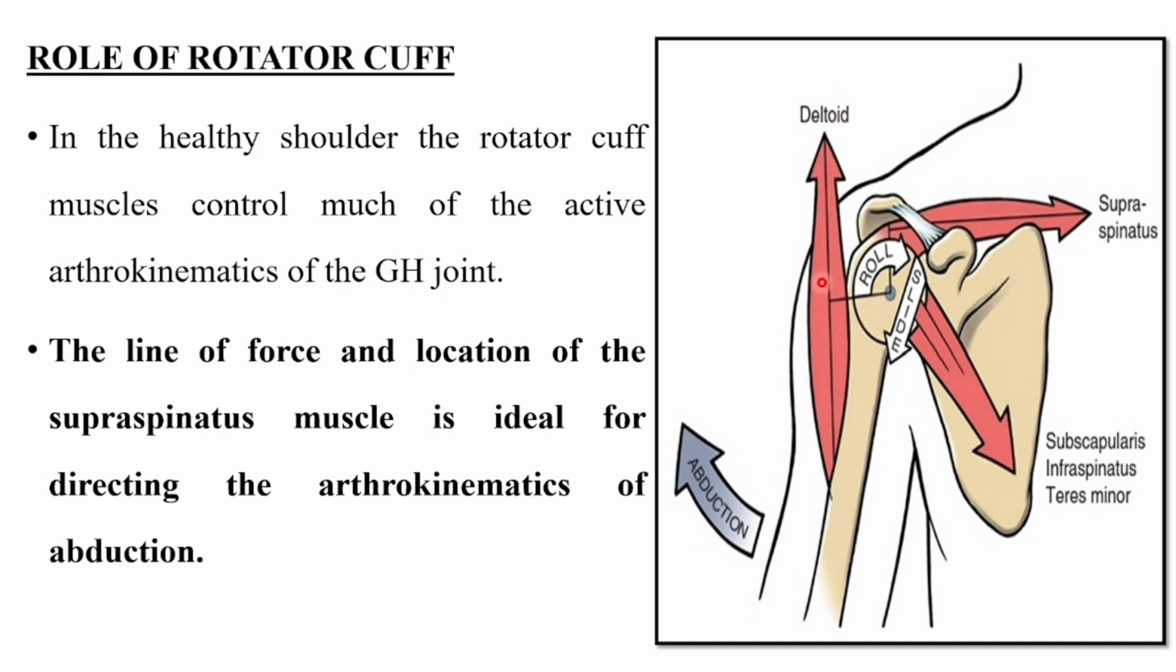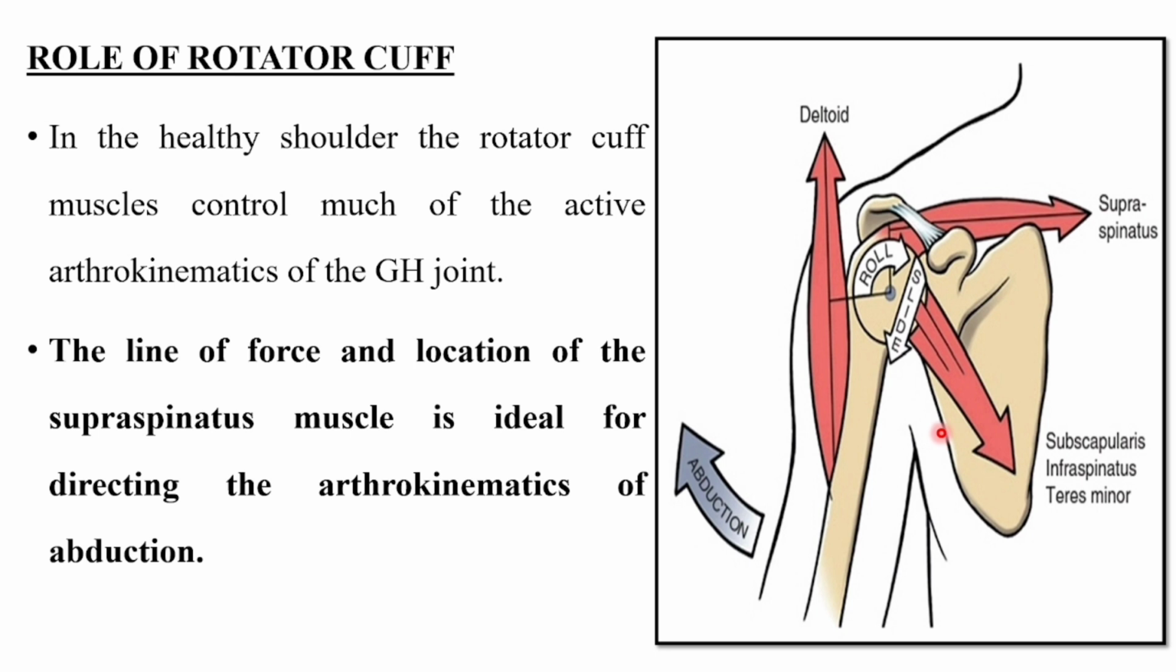So the deltoid will be superiorly translating the humeral head. Excessive superior translation will be prevented by the supraspinatus muscle contraction, and the supraspinatus is also responsible for superior rolling of the humeral head. The remaining rotator cuff muscles, that is your subscapularis, infraspinatus, and teres minor, along with your latissimus dorsi and teres major, will be preventing excessive superior translation by the contraction of the deltoid because of the inferior pull of these muscles.